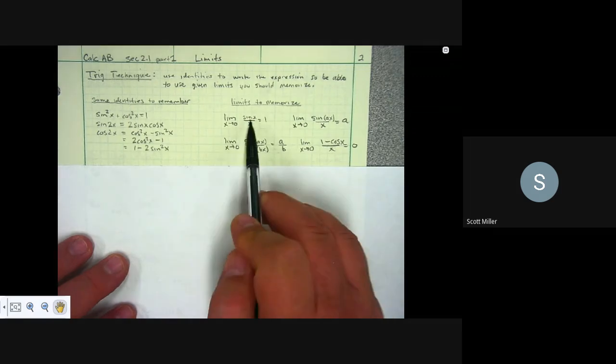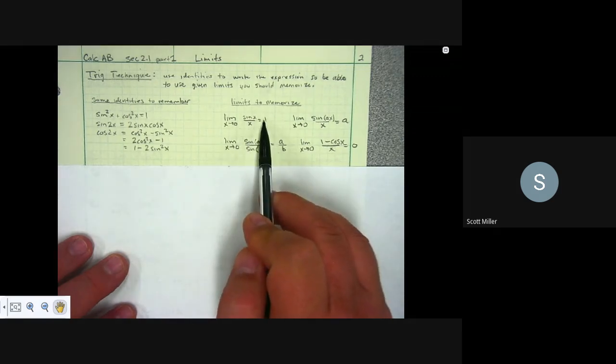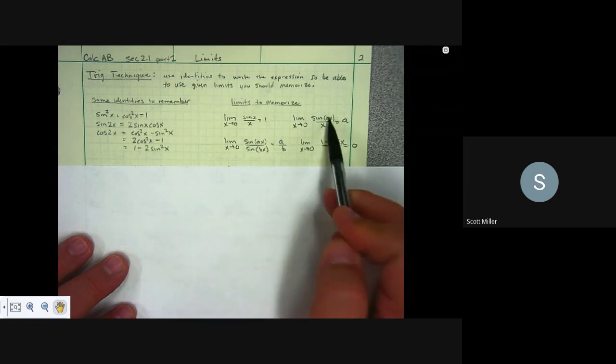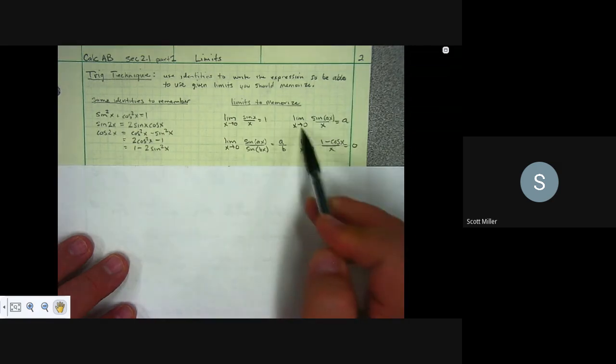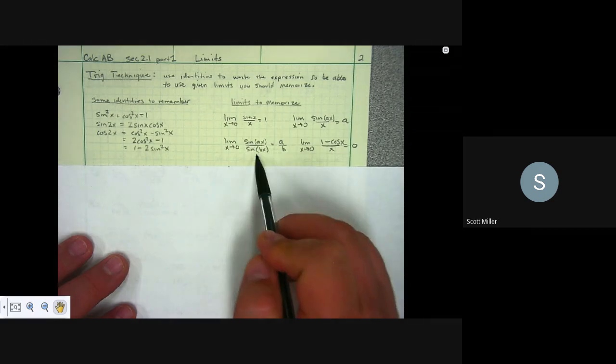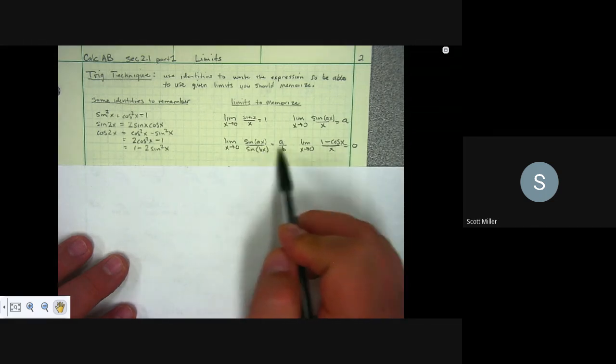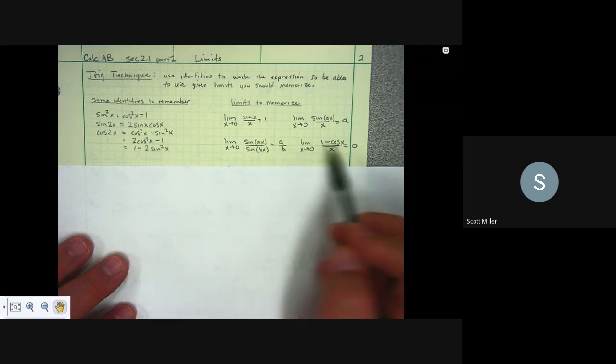The limit as x approaches 0 of the sine of x over x is 1, and then the two other variations on it. Notice here it's the same thing but with an a in here, and then our answer becomes a. And then what if I have a sine over a sine of this? Then it becomes that fraction that's in there. And then cosine has this one right here.